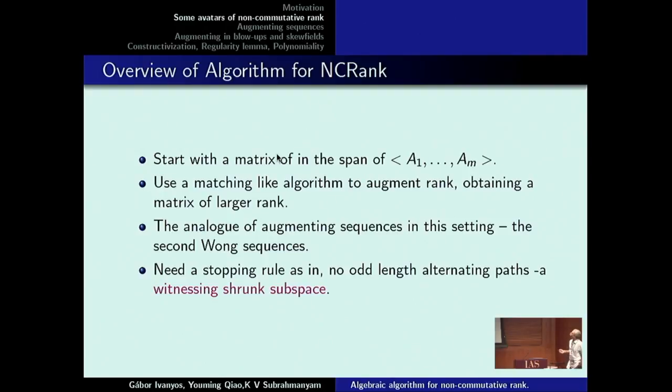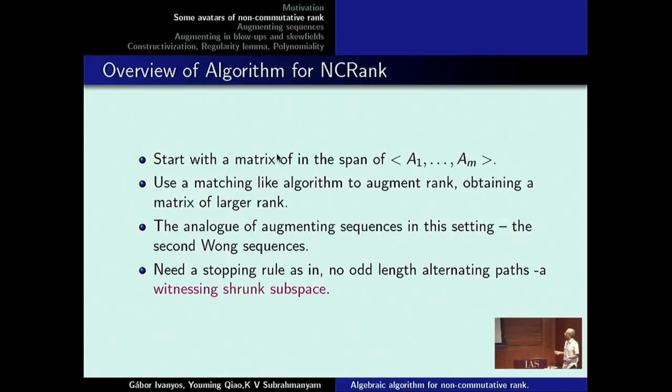As I said, in the last three sections we are going to look at the algorithm, and I'll just give a brief overview of what the algorithm is going to do. We start with a matrix in the span of A1, A2, ..., AM. The idea is to use some kind of matching-like algorithm to increment the rank of this matrix. So we would need some analog of augmenting sequences. The right notion happens to be the second Wong sequences. I will come to that.